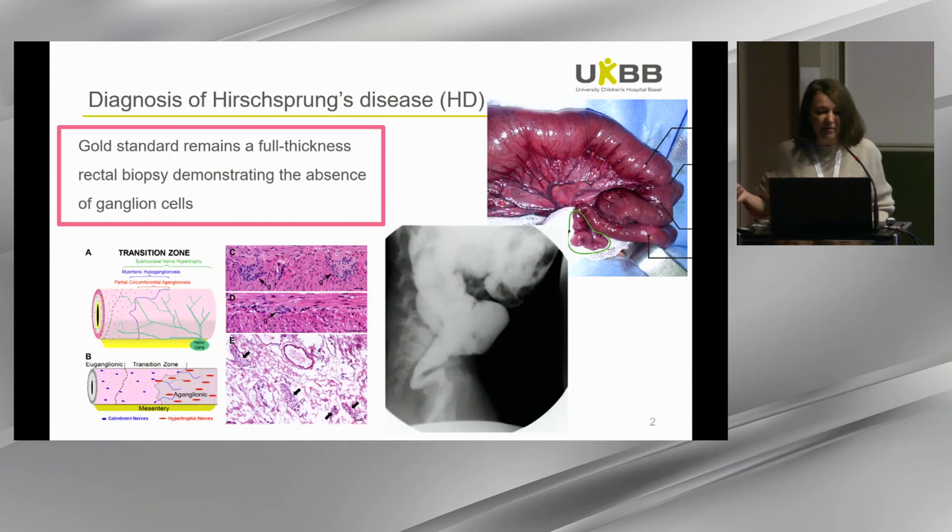So we do know that Hirschsprung disease manifests as a functional obstruction mainly in the neonatal period, and there are many diagnostic hints that we can use to make the diagnosis, but the gold standard still remains a full thickness rectal biopsy demonstrating the absence of the ganglion.